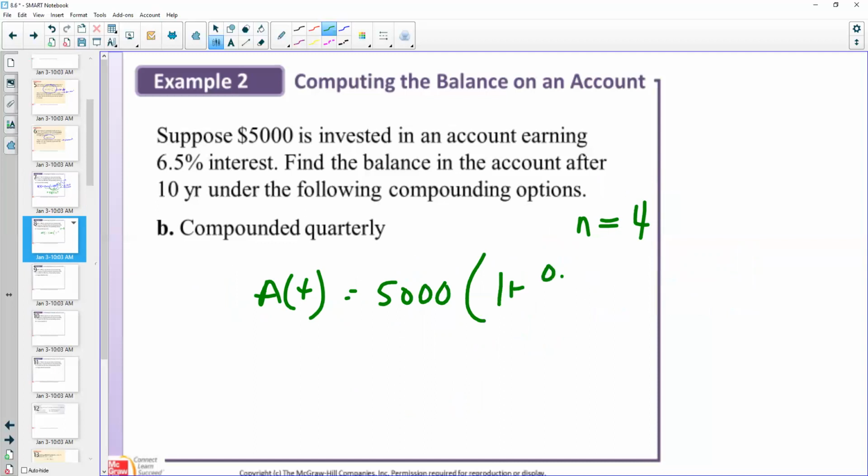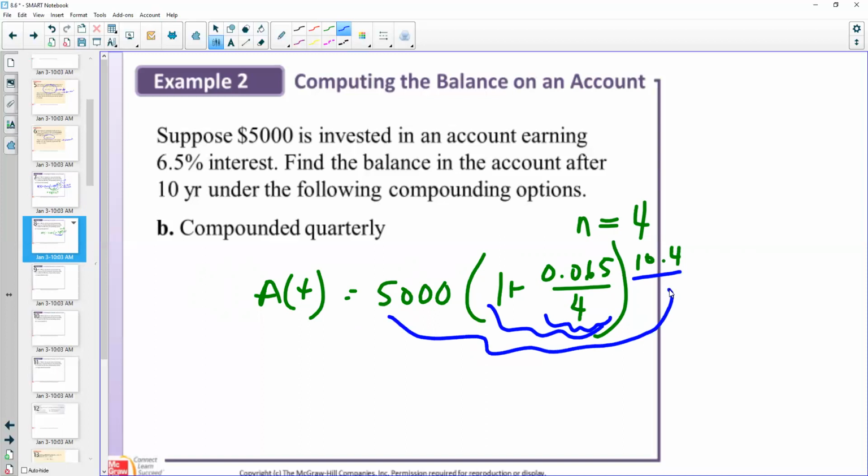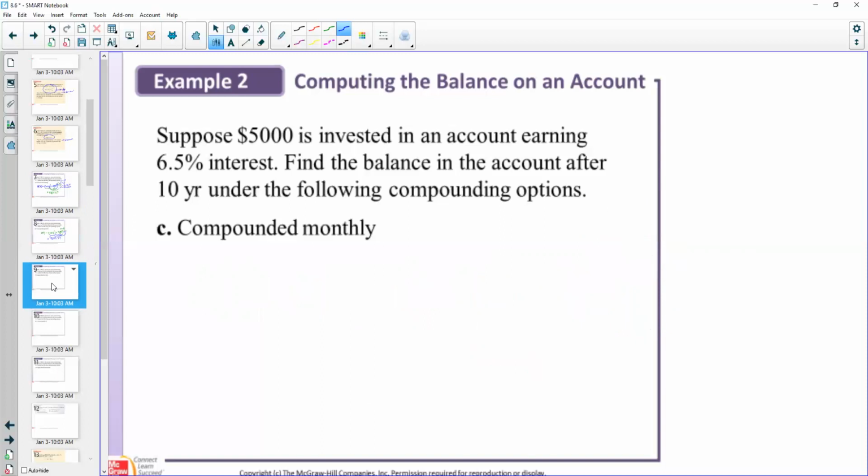compounded: 1 plus 0.65 divided by 4, to the power of 10 times 4. Okay, so once again, I'm going to do 0.65 divided by 4, then add 1, then to the power of 40, then times 5,000. I get a little more money when I compound more often. I should get $9,527.79. I like it.